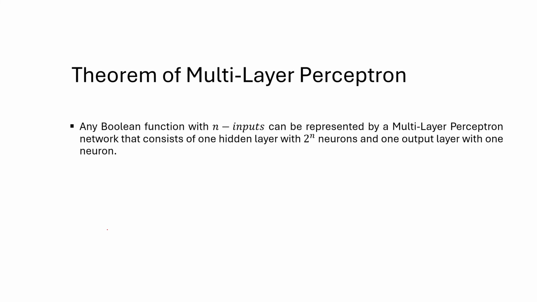According to the theorem of multilayer perceptron, if there is a Boolean function such as the AND gate that we have covered previously, or the OR gate, or the exclusive OR gate, or any Boolean function that has n inputs, then it can be represented by a multilayer perceptron made up of one hidden layer with 2 raised to the power n neurons and one output layer with just one neuron. Basically, the theorem says that a Boolean function with n inputs can be solved with a multilayer perceptron made up of just one hidden layer with 2 raised to the power n neurons and one output layer with just one neuron.